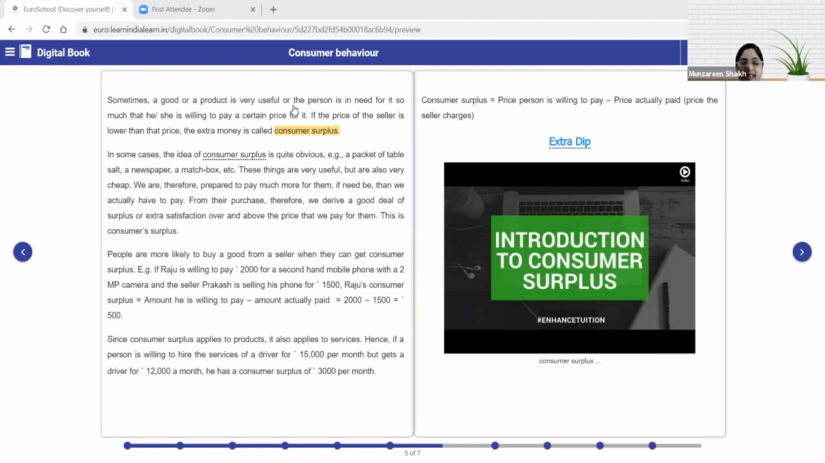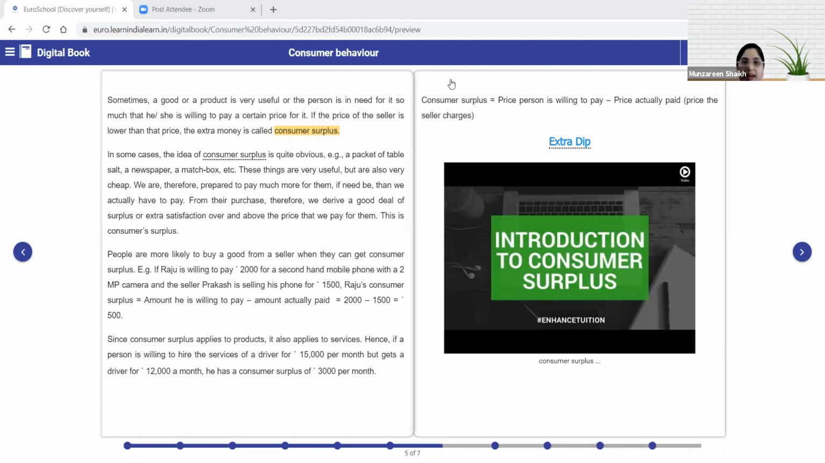Let us understand what this consumer surplus is exactly with the help of an example. If Raju is willing to pay 2000 rupees for a second hand mobile with a 2 megapixel camera, and the seller Prakash is selling his phone for 1500, then Raju's consumer surplus equals the amount he is willing to pay minus the amount he actually paid. Got it?